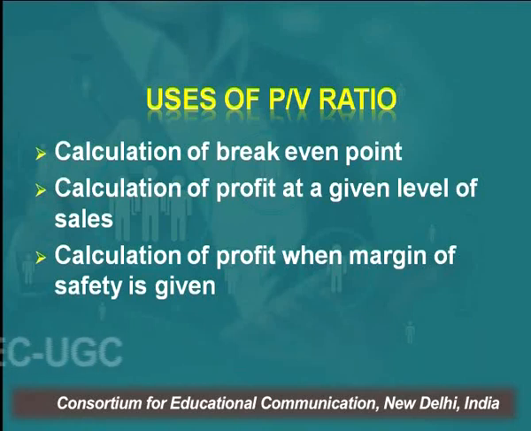So what are the uses of this PV ratio? This PV ratio helps us in finding out the break-even point, right? So if you know the PV ratio of any business, you can find out what the break-even point will be. So if I say my sales is 1 crore rupees and my PV ratio is 40%, I will immediately find out what the break-even point is. Then there is calculation of profit at a given level of sales. This PV ratio is also used to find out the profit at different levels of sales.